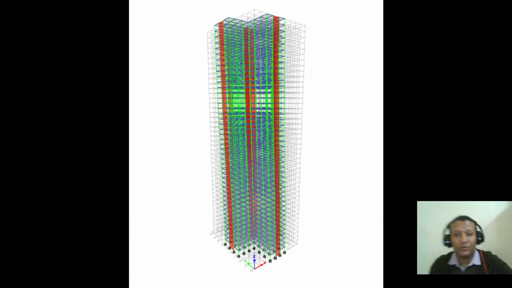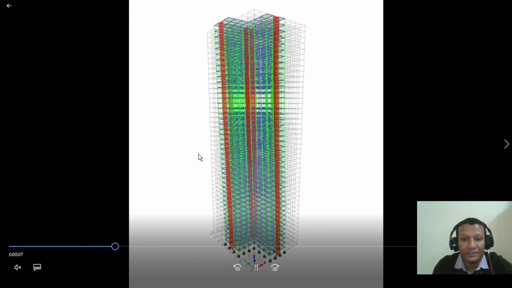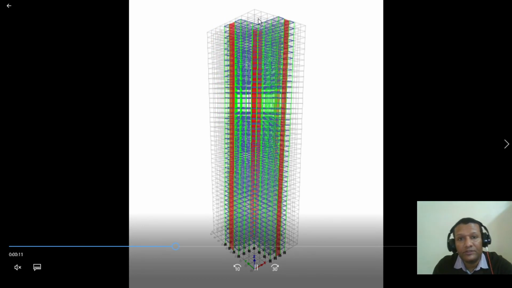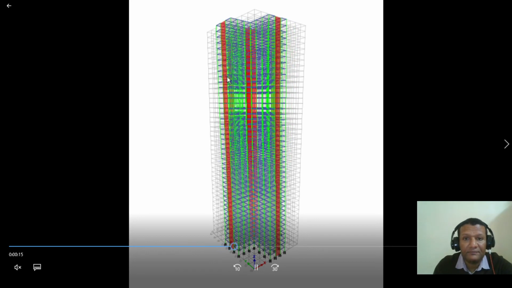This is the first mode. As we have discussed, this is X dominant, pure translation in the X direction. Around 71% of the mass was participating in the first mode.